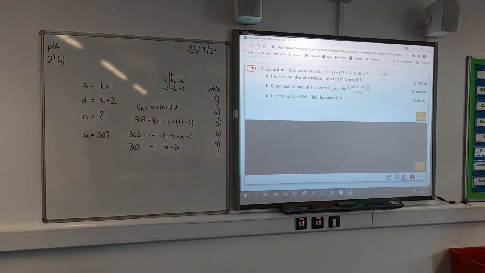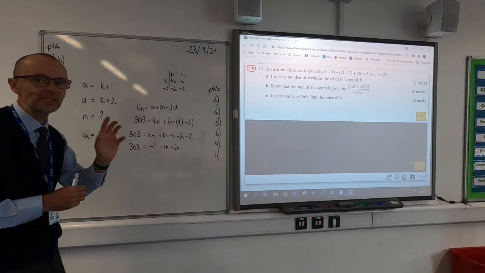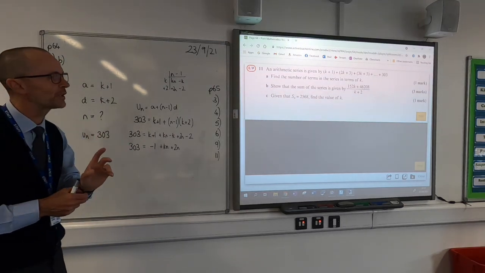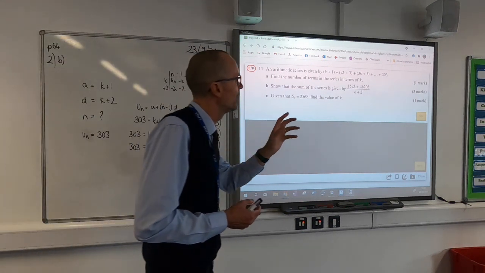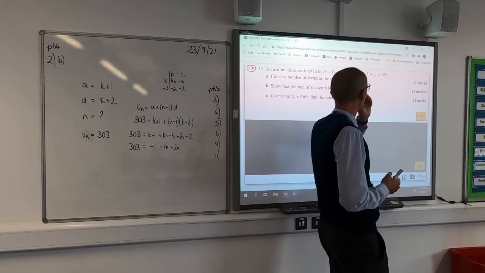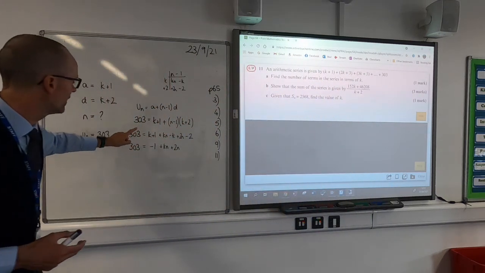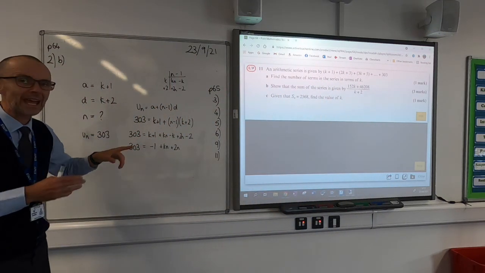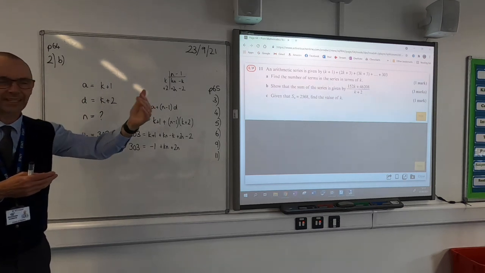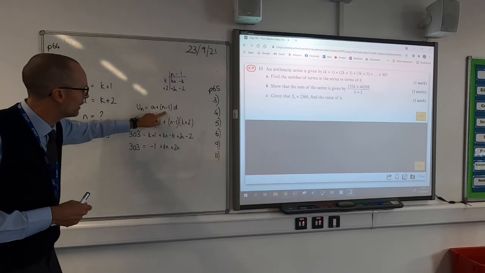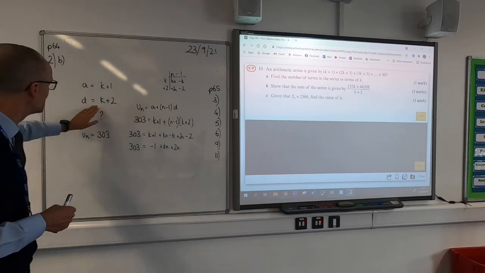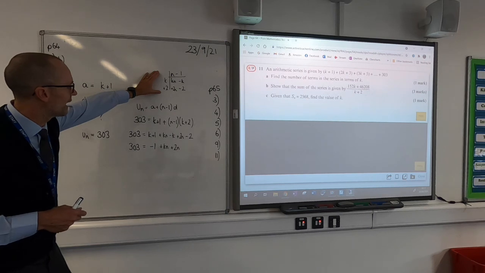Bit of a mess, isn't it? It's okay. It's all going to end happily. So I've firstly selected the correct formula. This first part wasn't about the sum, it was about a specific term, because I know that the last term is 303. So I'm saying, okay, if the last term is 303, what does n have to be? How many terms is that to get to 303? And that involved this bracket here, n minus 1, which is in the formula, times d, which is k plus 2.